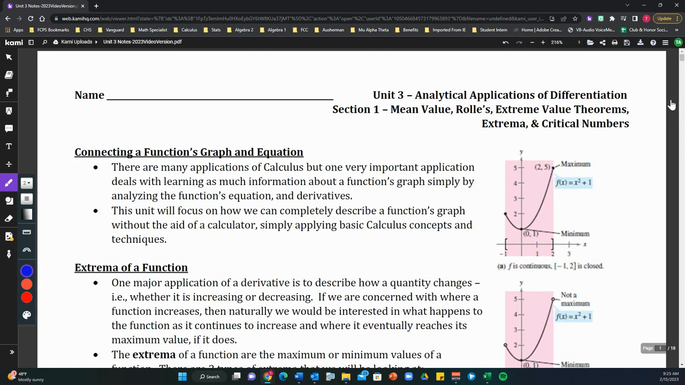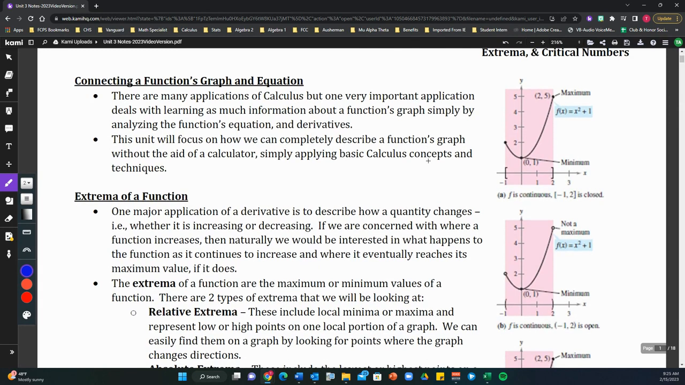So to get us started, we're really going to talk about the connection between a function's graph and the actual equation and the derivatives that follow. So first, we're going to focus on being able to find the extrema of a function.